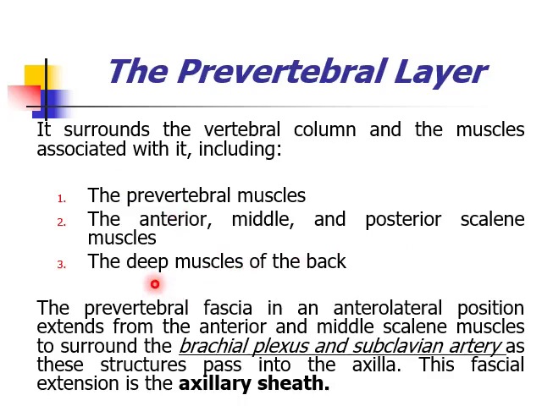This layer of prevertebral fascia has an anterolateral extension going into the axilla, forming a sheath surrounding the brachial artery, the brachial vein, and part of the brachial plexus, and this sheath is called the axillary sheath.